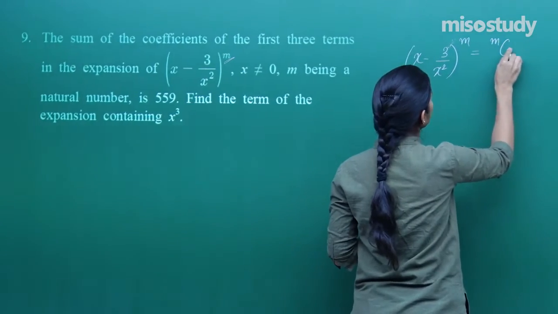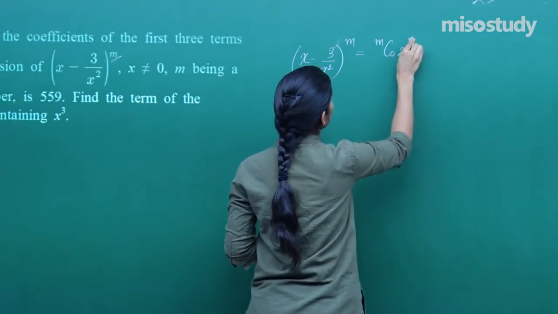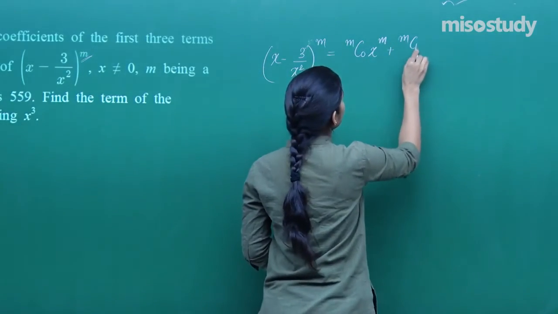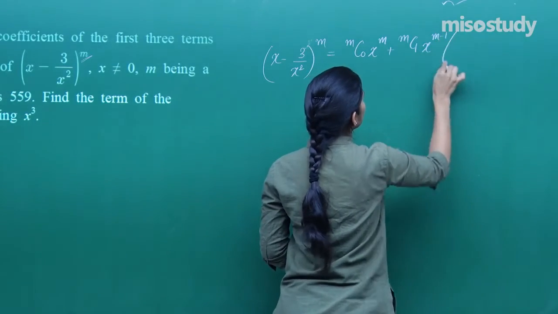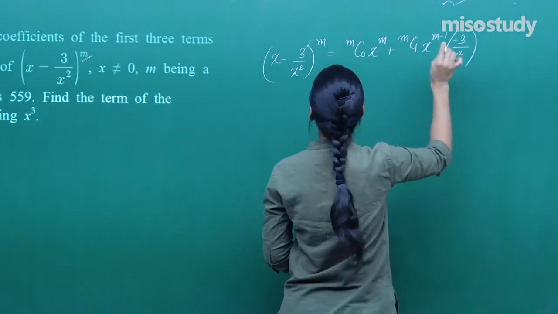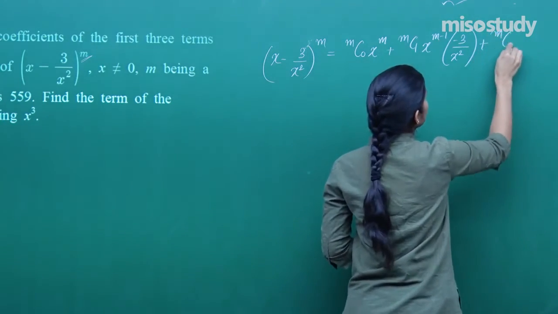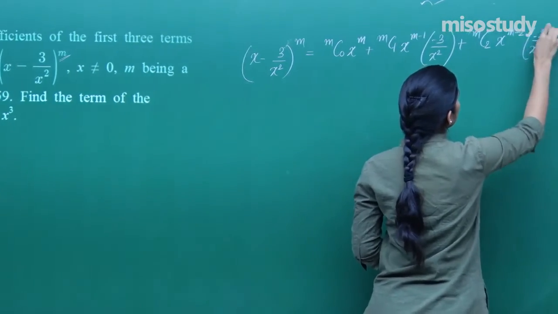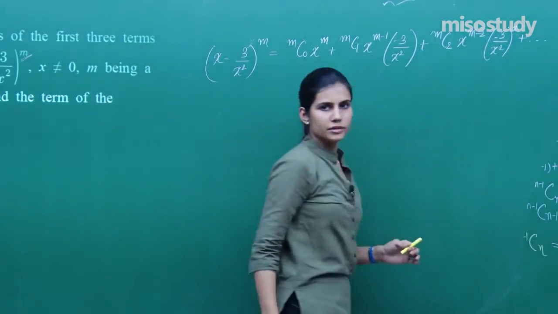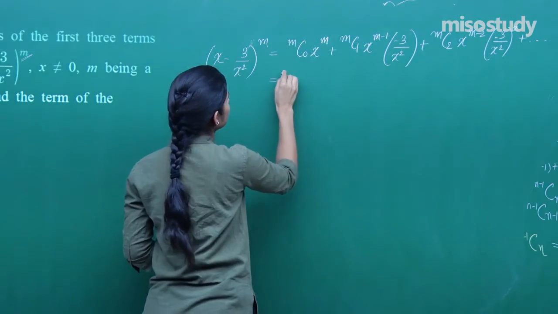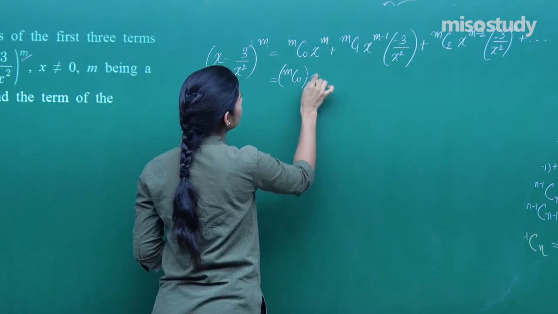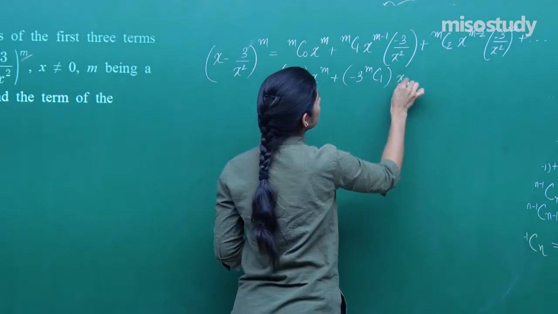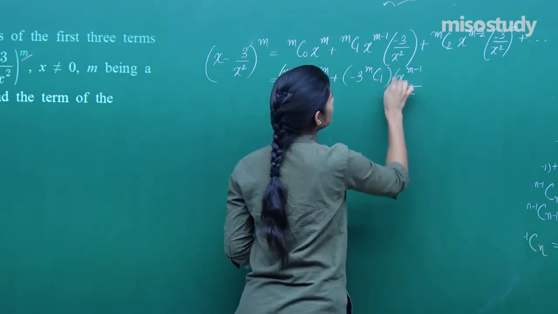This will be mc0 x to the power m minus 0 minus 3 upon x square to the power 0, mc1 x to the power m minus 1 minus 3 by x square to the power 1, plus mc2 x to the power m minus 2 minus 3 by x square to the power 2 and so on. What is the coefficient here? It is just mc0. This is the coefficient. Here it is minus 3 into mc1. This is the coefficient. Rest everything is going to give you some power of x.